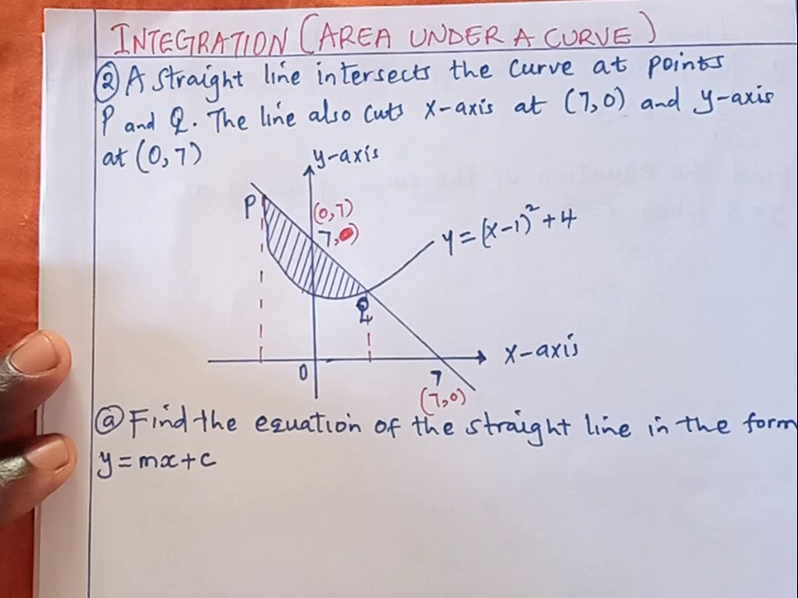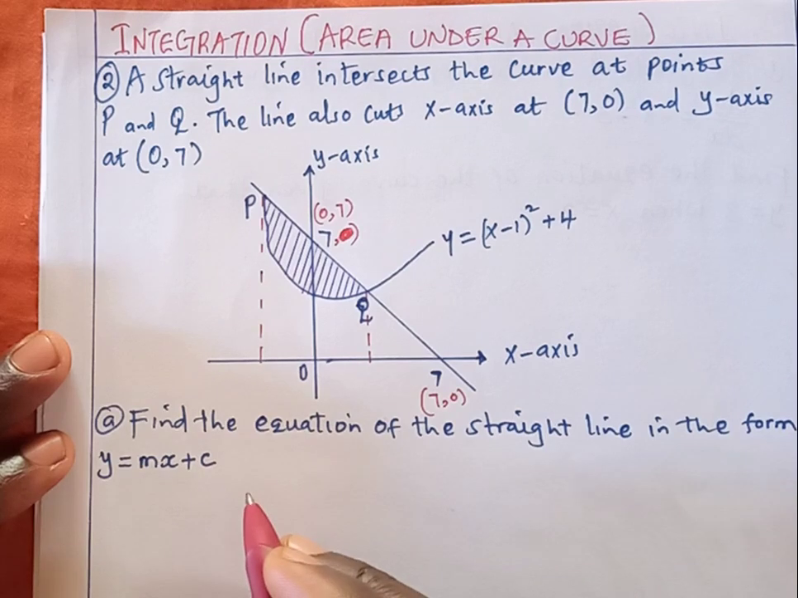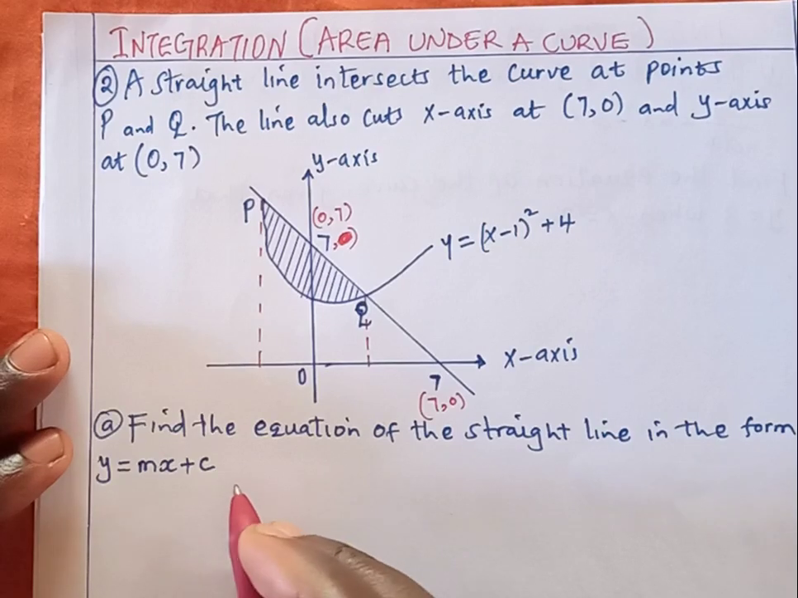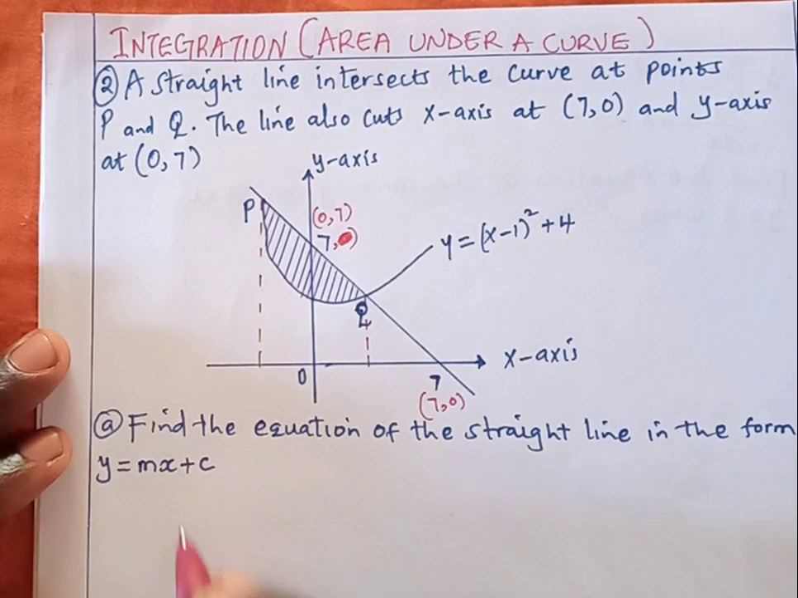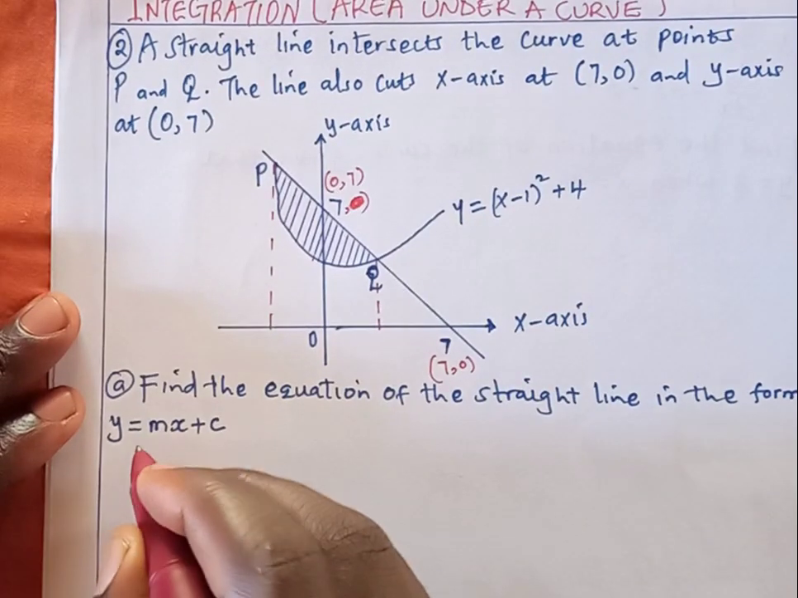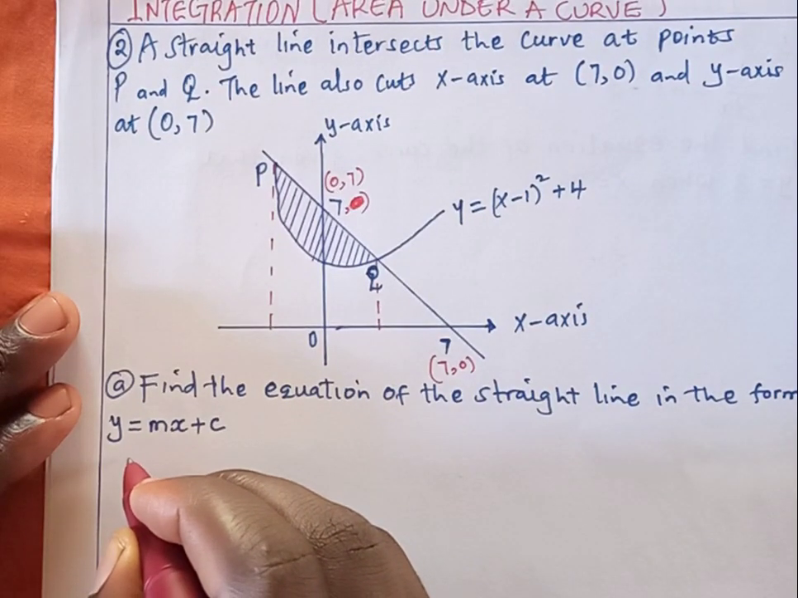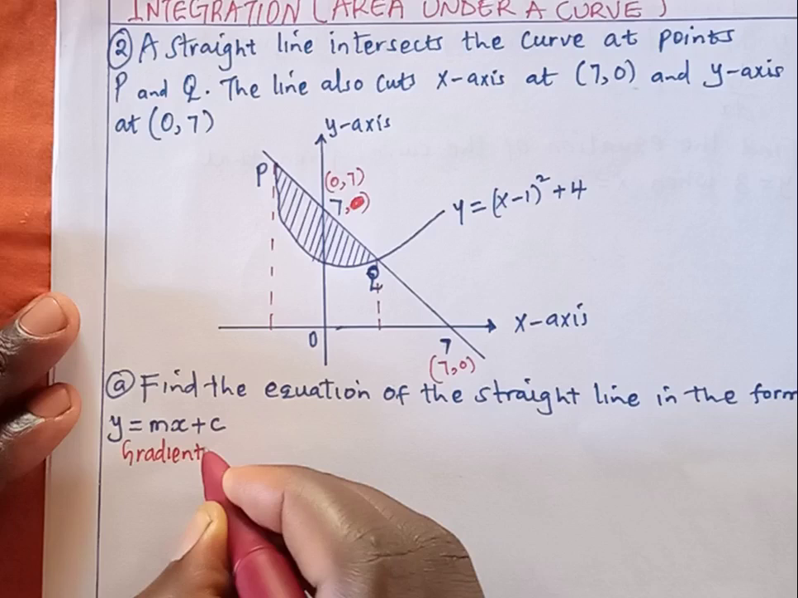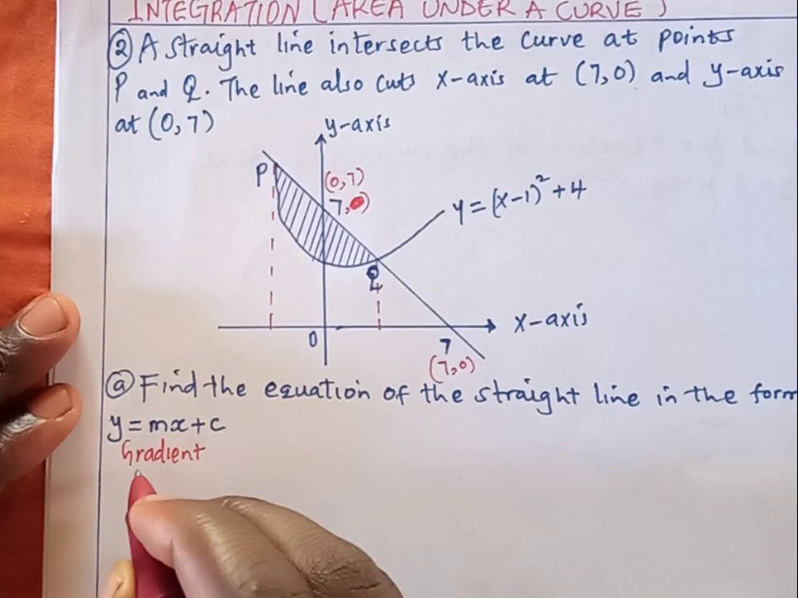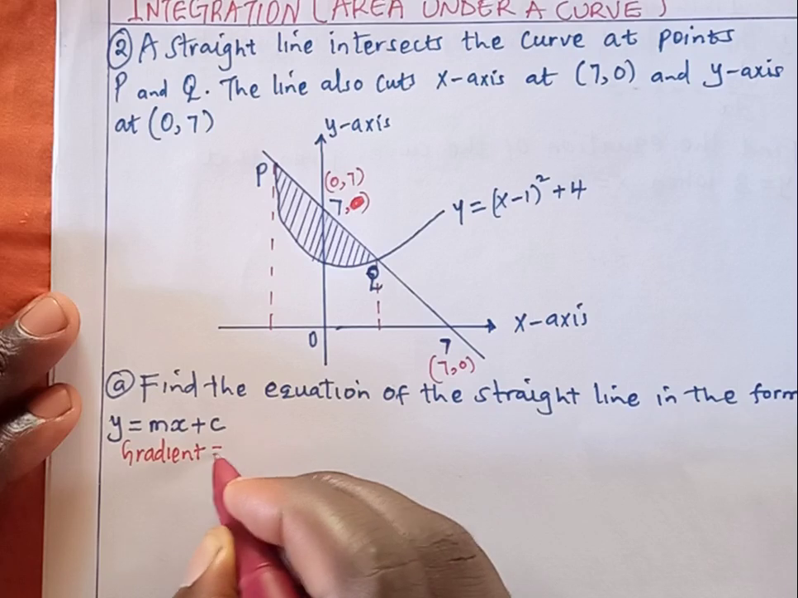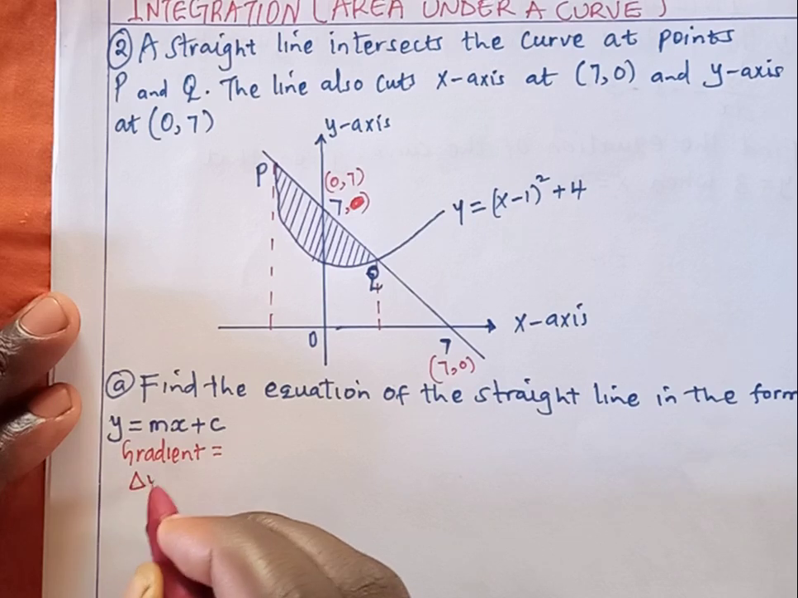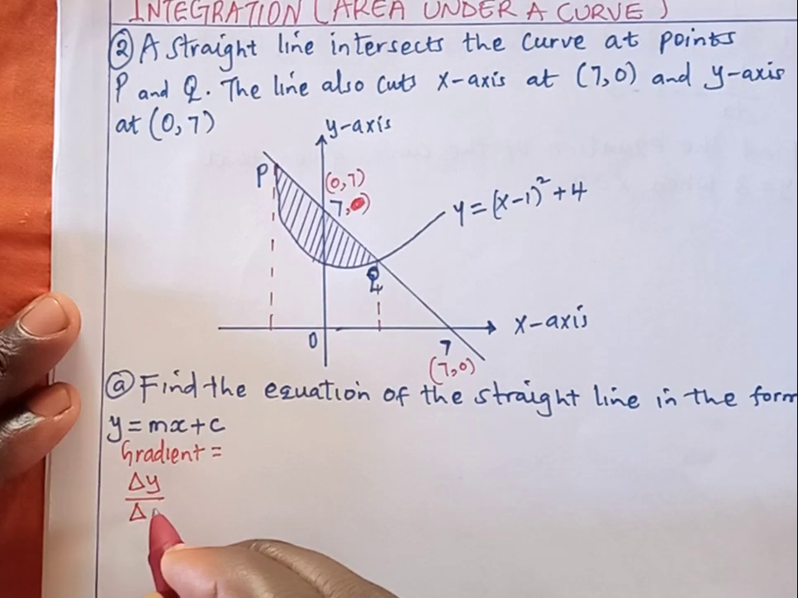From the information that we have been given, we can go ahead and work out the equation of a straight line. We must remember that for us to get the equation of a line, first of all we need the gradient. And how do we get the gradient? The gradient is obtained when we work out the change in y divided by the change in x.